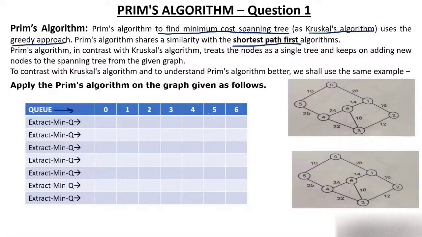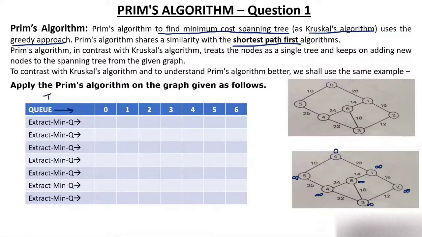Now I will initialize single source. Suppose I have to start from 0. Suppose it is given that you have to start from 0 and find the minimum spanning tree. Since I have to start from 0, 0 will become the source. So I'll make node 0 as 0 and all other nodes as infinite. This is called initialize single source.